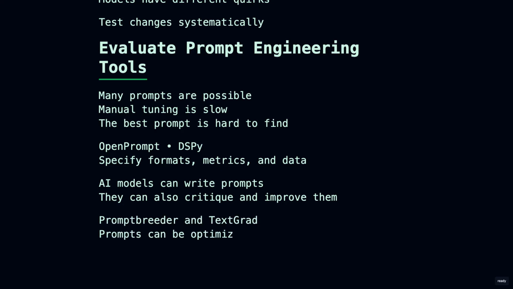Prompt Breeder and TextGrad are examples of AI-powered prompt optimization. Prompt Breeder works like evolution. It starts with one prompt, mutates it, keeps the best variants, and repeats until it finds a stronger prompt.